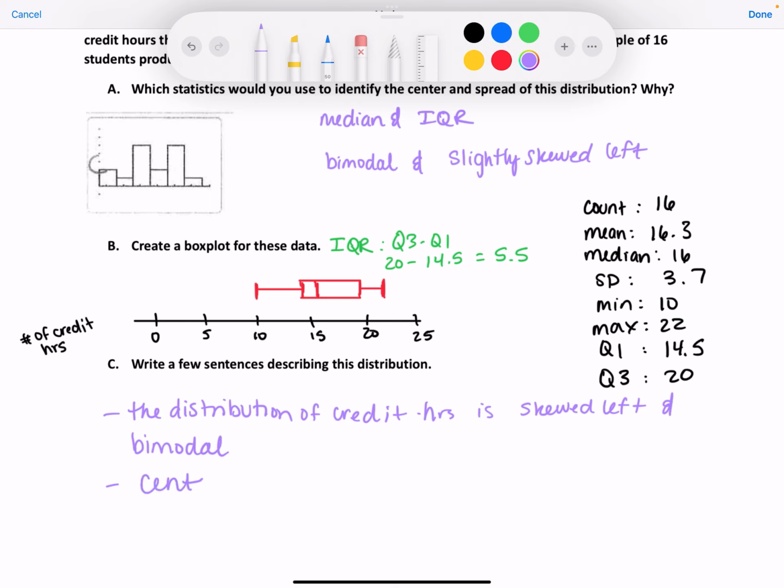Center, we have a median of 16 credit hours. Remember, if it had not been skewed or bimodal, we would have used mean for the center instead. So if it had been uniform, symmetric, or unimodal and symmetric, we would have used mean when talking about the center. And then the spread, we're using IQR for this, which is what we already found the value to be up there of 5.5 credit hours.